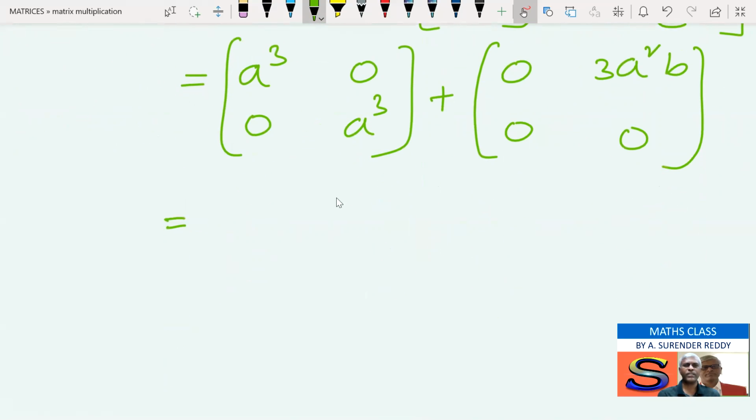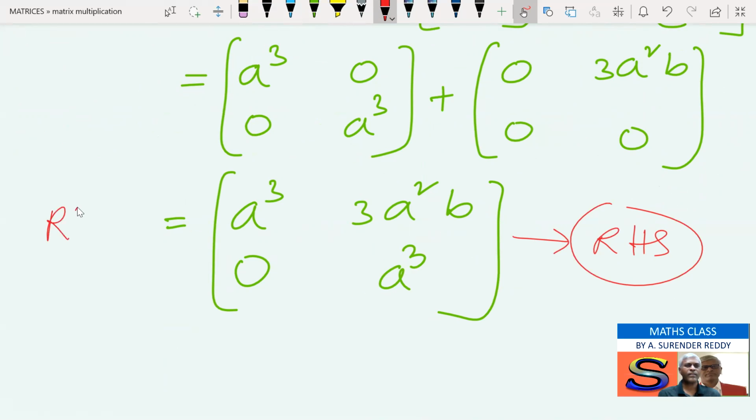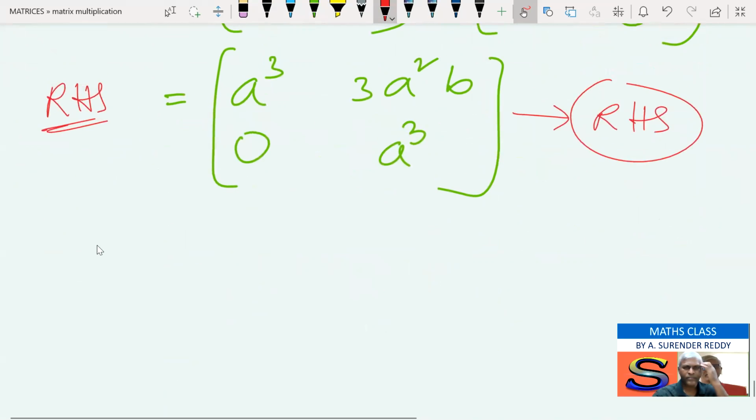A cube plus 0, A cube, 0 plus 3A square B, 3A square B, 0 plus 0, A cube plus 0 is A cube. So this is the RHS. So it is very clear, LHS and RHS are both equal.